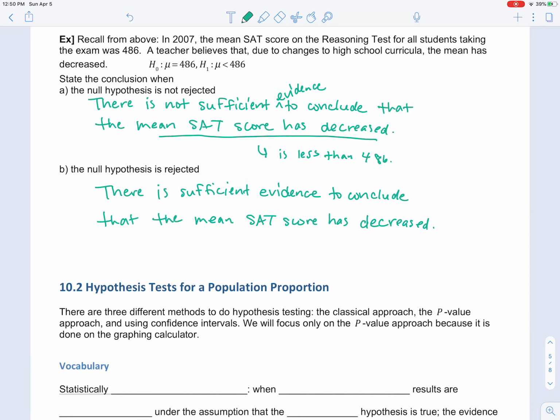Okay, so these are the only two conclusions you'll ever make. You will either reject H naught or you will not reject it. We never accept H naught. You either say your evidence is strong enough to reject it or you do not have strong enough evidence to reject it. That seems very careful.